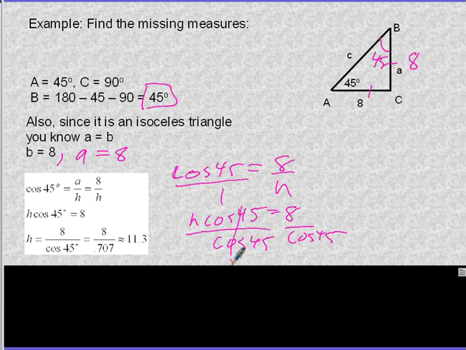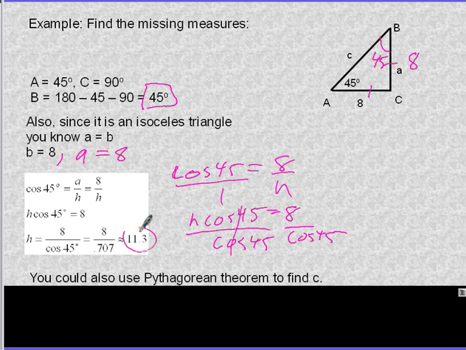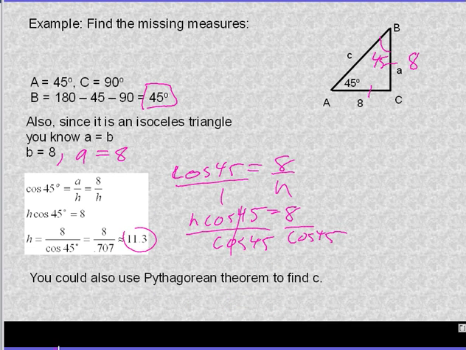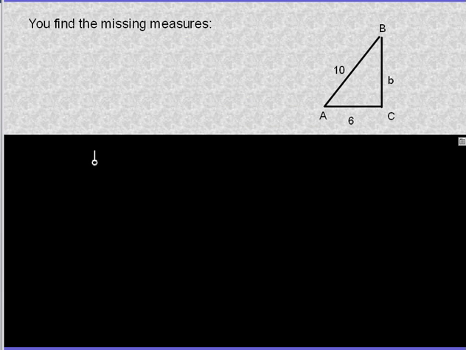And as I said, you could also find it with the Pythagorean theorem. Some people actually really like doing the trig, and they like to do it this way, but it's up to you. All right, so this last problem is one that you should try. You have just the one angle, so you will need to figure out how to find both the missing side and the missing measures, and you should check your answers in class and bring any questions.